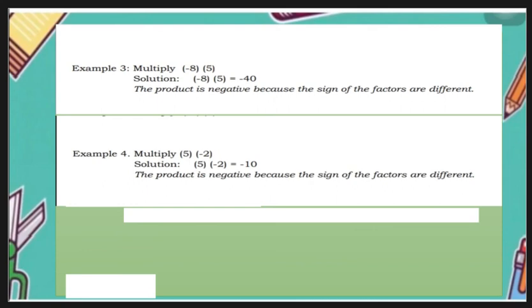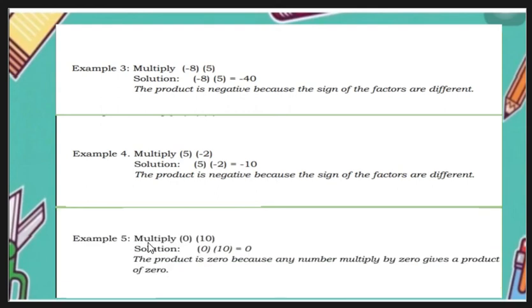Example 4. Multiply positive 5 to negative 2. Therefore, positive 5 times negative 2 is equal to negative 10. The last one, multiply 0 to positive 10. And remember, any number multiplied to 0, the product is always 0.